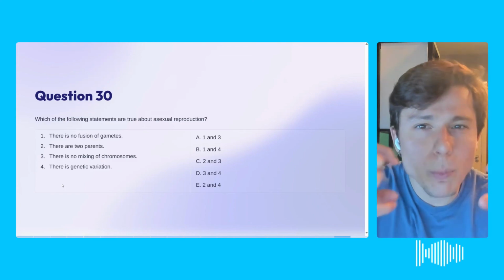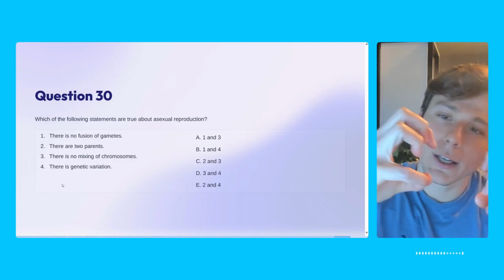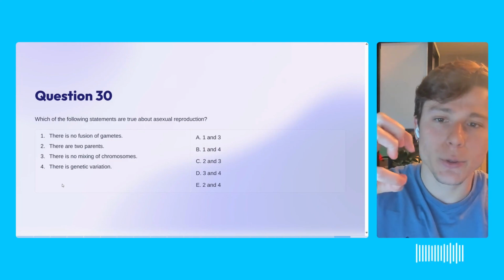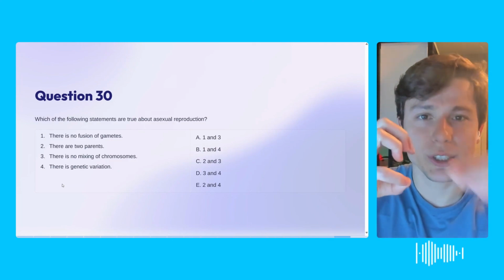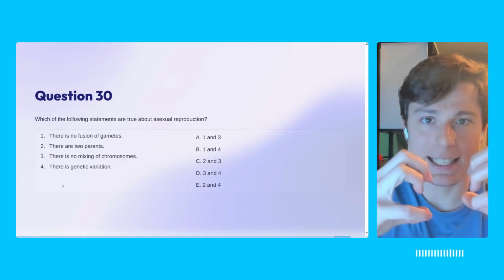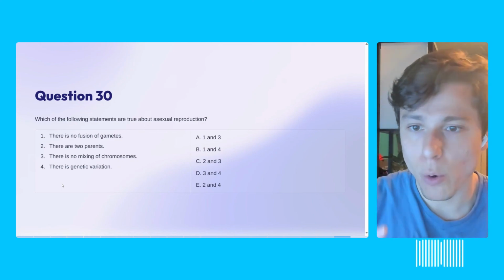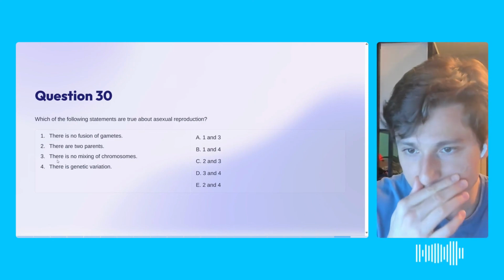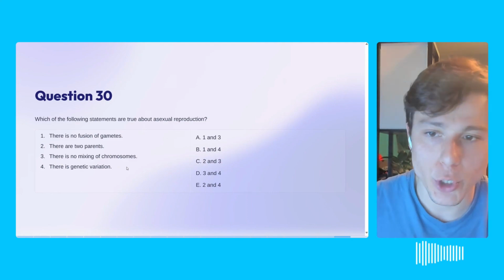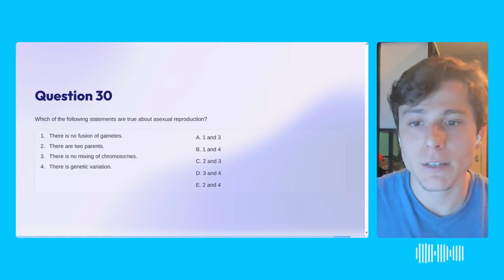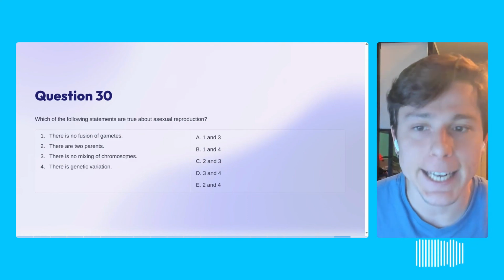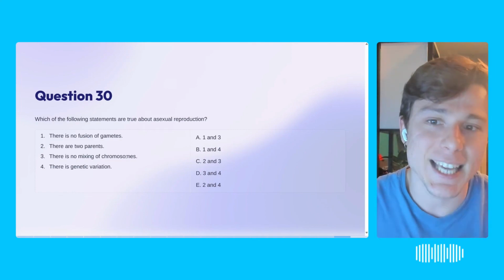Okay, so there's no parent. There's one and there's the second one. Okay, so it's a horizontal relationship. It's almost like a sibling, a sister. Okay, so there's no parents going on here. Third statement, there is no mixing of chromosomes. That's correct. There's no mixing of chromosomes. We don't have exchange of DNA. We don't have variability, so it's going to be the same DNA.